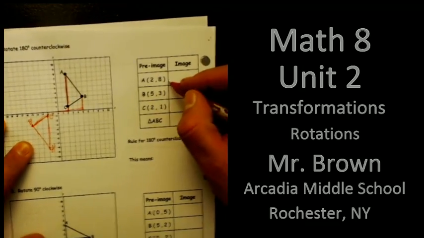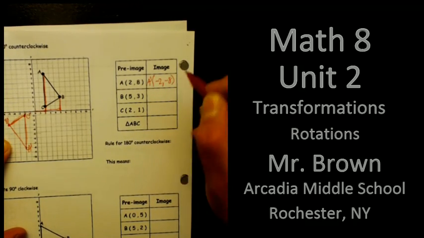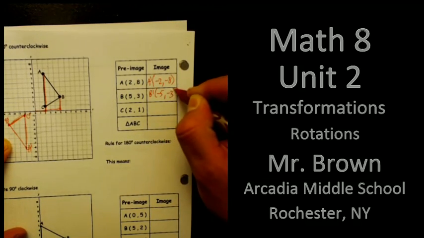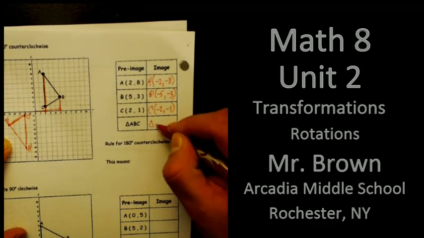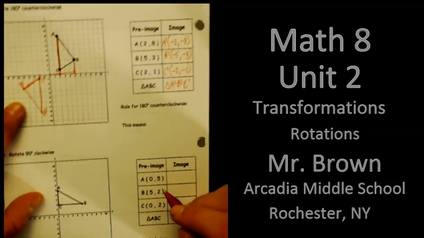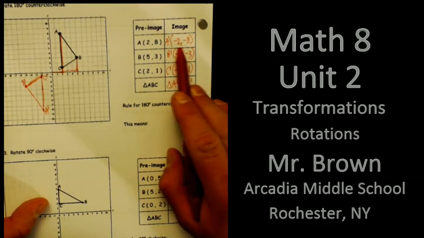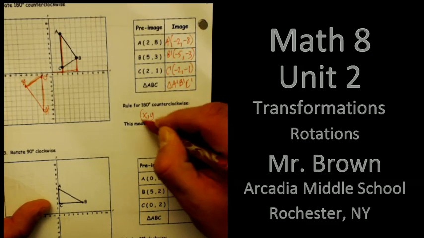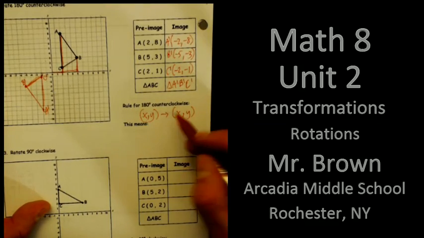A prime, you'll notice that it's -2, -8. B prime is -5, -3. C prime is -2, -1. And your triangle is going to be A prime, B prime, and C prime. If you notice how this changes right here, the only thing that changes is that this becomes the opposite values. So you're going to get the same value. So it looks like it's going to stay X, Y, except these signs change to their opposites.